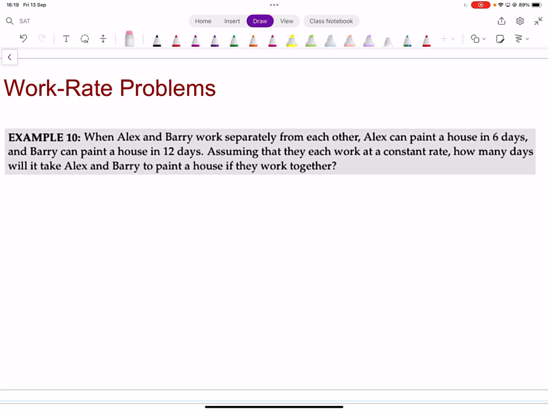Okay, when Alex and Bari work separately from each other, Alex can paint a house in 6 days and Bari can paint a house in 12 days. Assuming that they work at a constant rate, how many days will it take both of them to paint a house if they work together? This is a standard work rate problem.